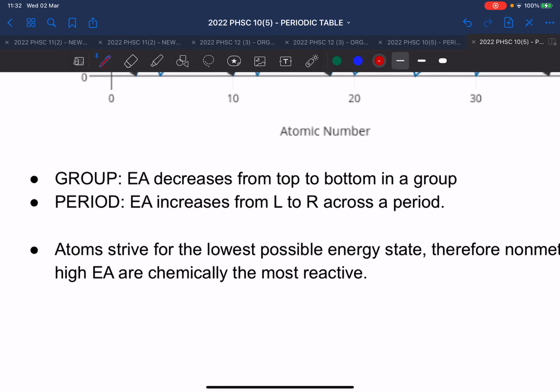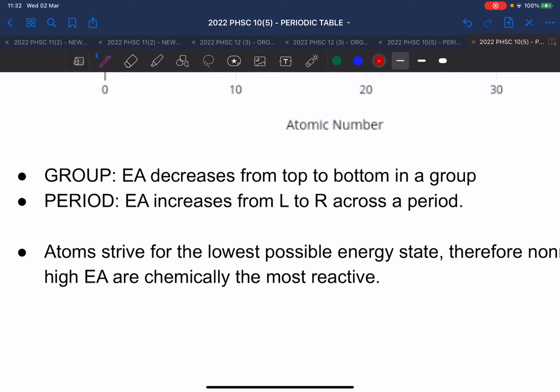Okay, and then in a period, so in a row, the electron affinity increases from left to right because the metals are very small and the non-metals become very big. Their electron affinity, how much they want an electron. Yes?